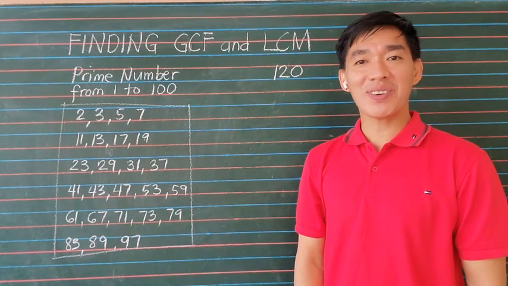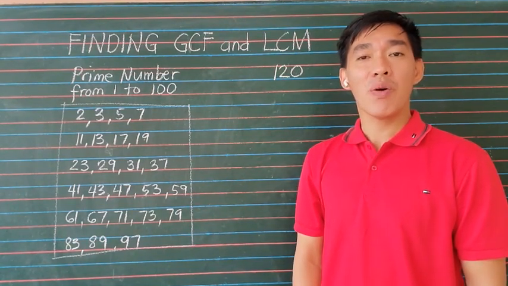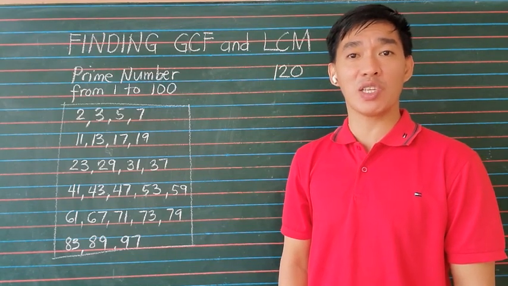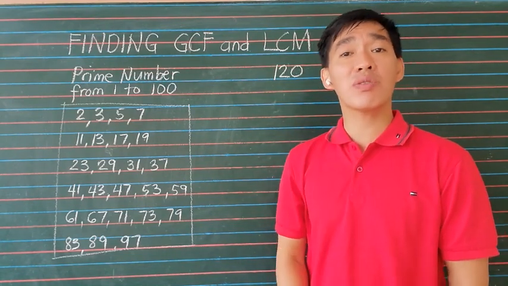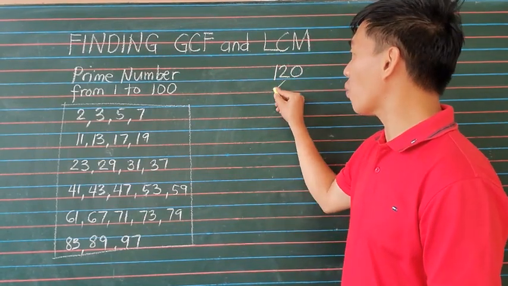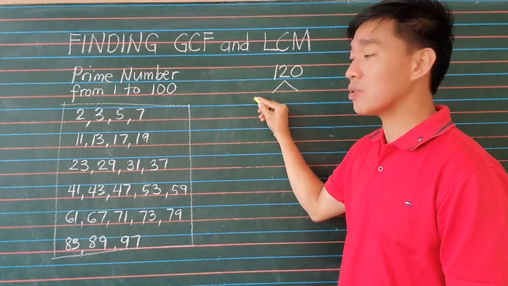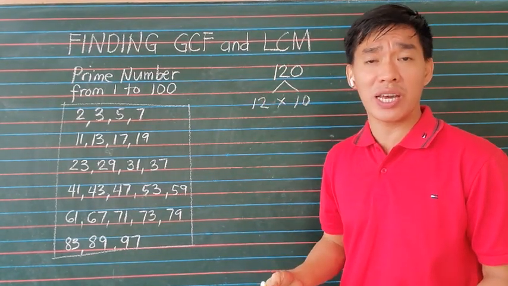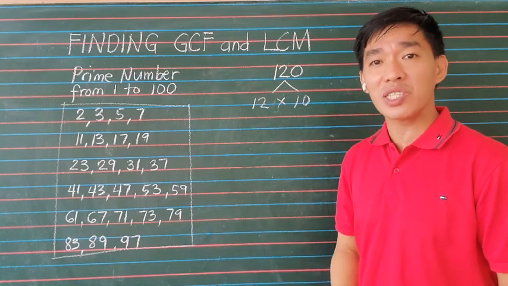To get the prime factorization of 120, we also have different methods in order to arrive at its prime factorization. The first one is through factor trees. So all we have to do is factor out 120 to 12 and 10, or to any factors as you wish, as long as the product is 120.